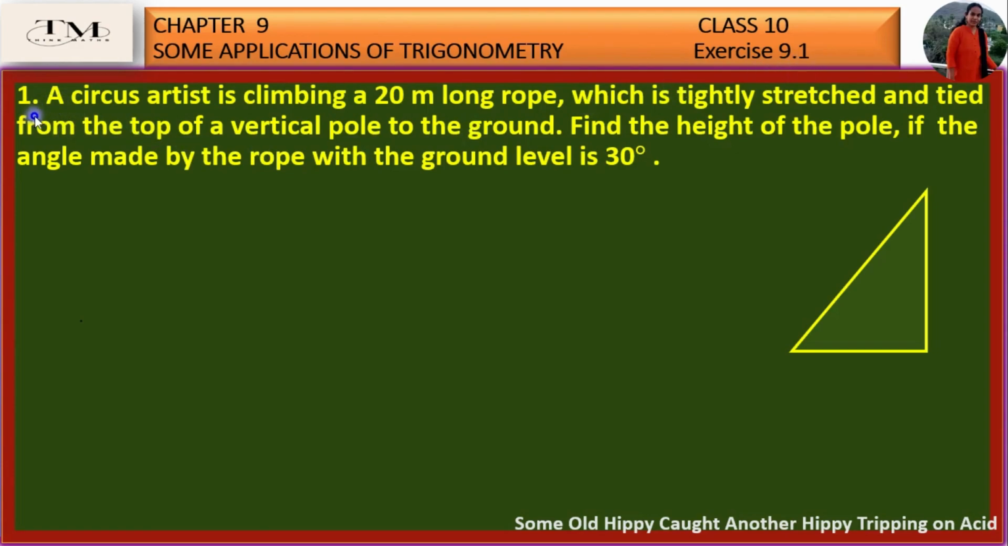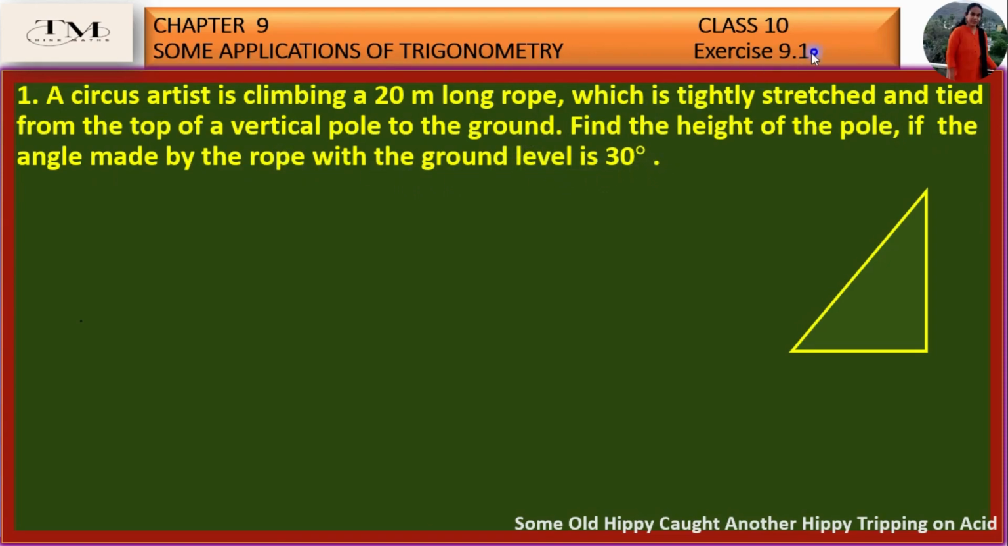So, question number 1. A circus artist is climbing a 20-meter long rope which is tightly stretched and tied from the top of a vertical pole to the ground. Find the height of the pole if the angle made by the rope with the ground level is 30 degrees.